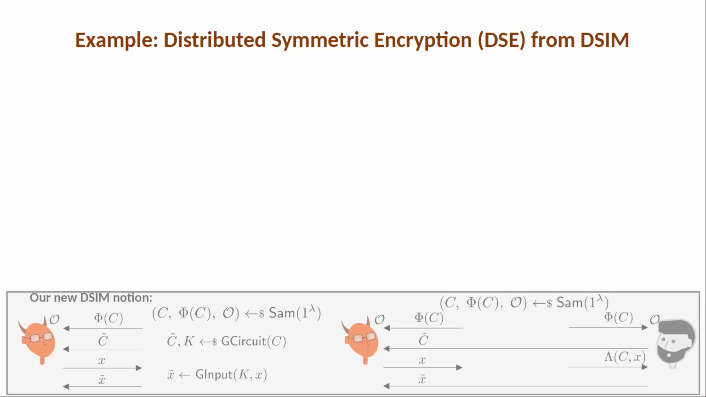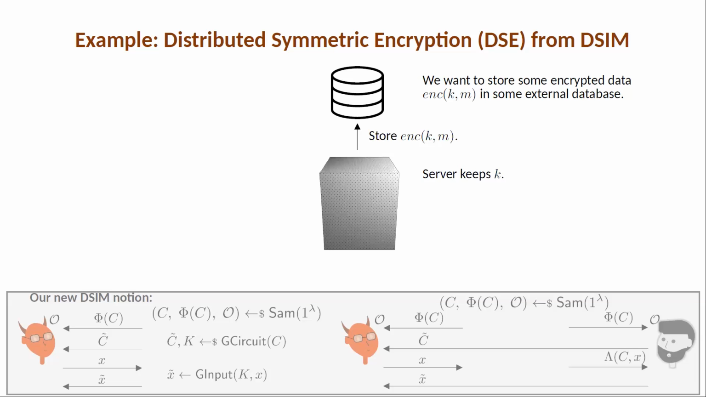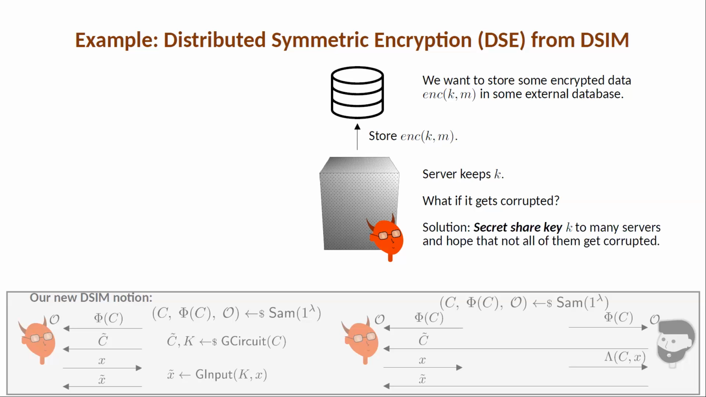Caveat, this is not the best way to do this, but it just shows you that this is useful for things like this. So the goal is we want to store some encrypted information, data M, on a database that we don't own, and we want to encrypt it under some key K, but we keep the key K on the server, and if the server gets corrupted, that's bad.